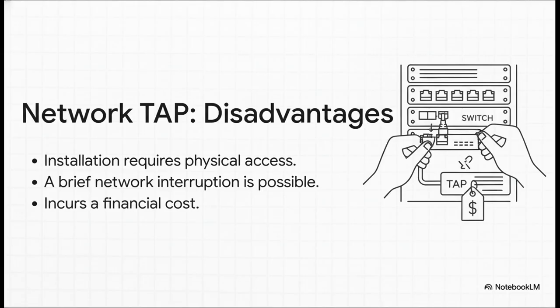So what's the downside to this perfect visibility? Well, it comes down to cost and a little bit of legwork. Unlike a span port you can just turn on, a tap is a physical box you have to buy and install. That means you have to physically go to the server rack, unplug a live cable, plug it into the tap, and then plug the tap back in. That's going to cause a quick network blip, and of course, it costs money.